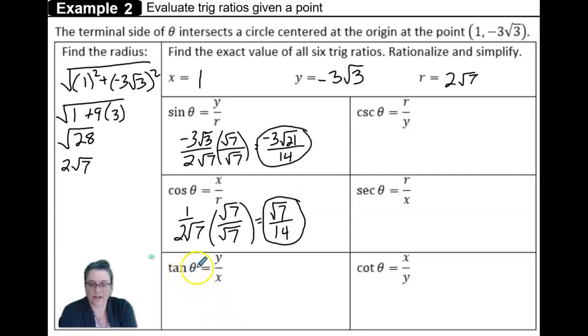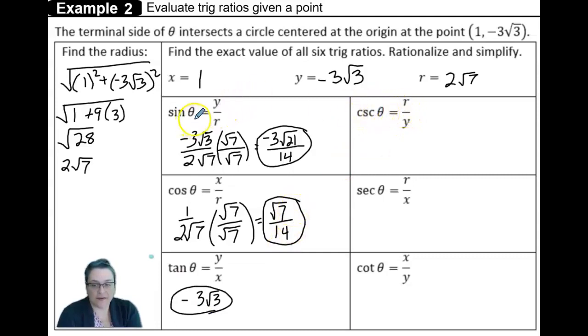Okay, then tangent is y over x, so that's -3√3. X is equal to 1, and dividing by 1 doesn't change the value, so that would be our tangent of theta. Okay, then the reciprocals.